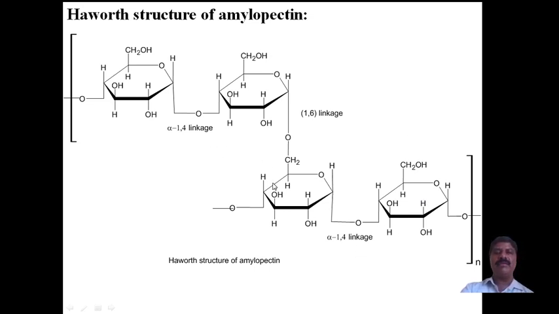Such is the branching structure, and here n is used because it is a polymer with n number of molecules, and n gives the total molecular mass. Suppose we take 10, then you count 10 molecules and multiply to get the molecular mass of that particular amylopectin. The value of n can range from a few thousand up to 1 million. This is about amylopectin.